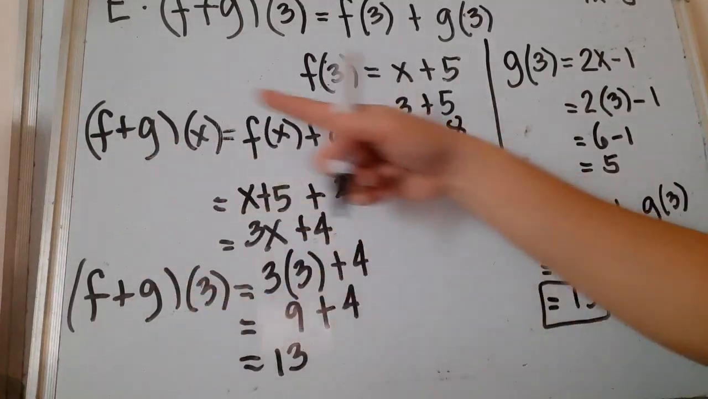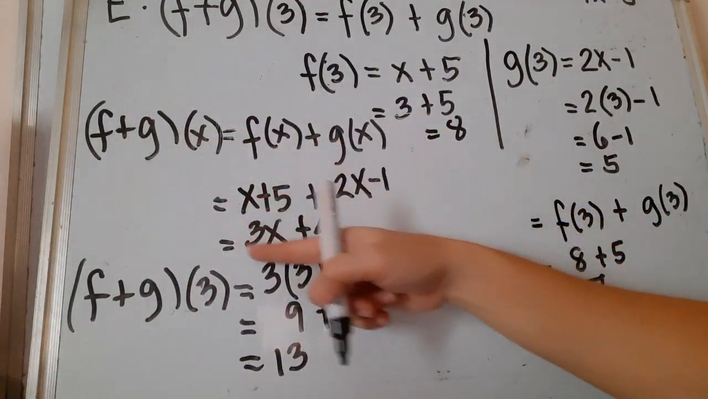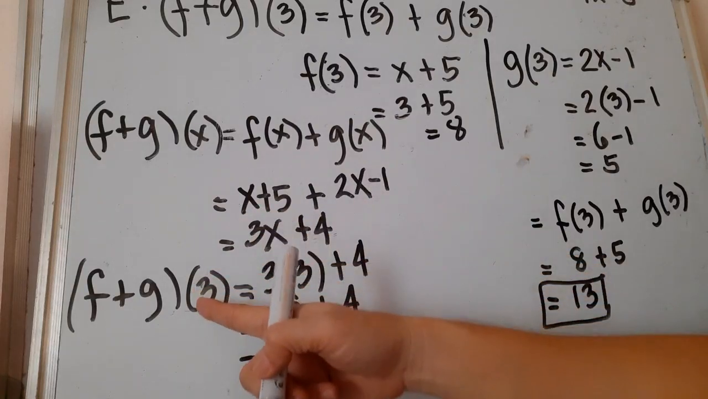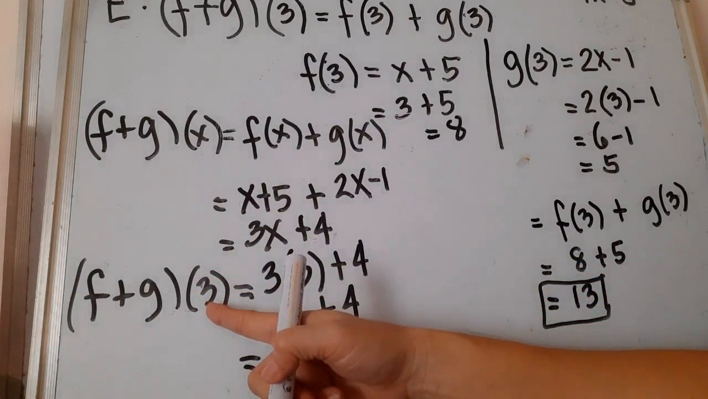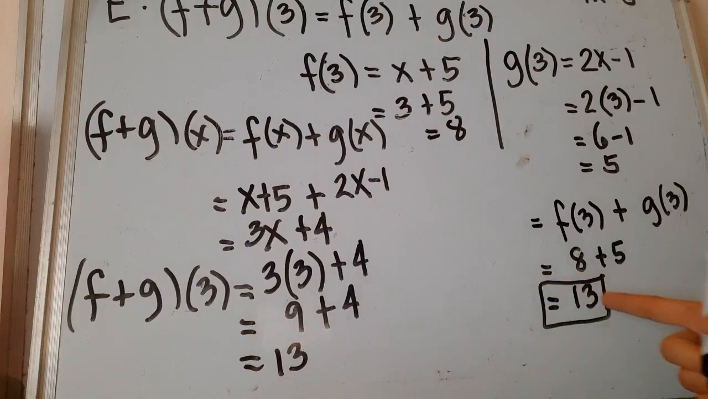Here, you are going to add first the two functions. Combine the two functions first. And after that, you are going to substitute the value of x. The answer is still the same.